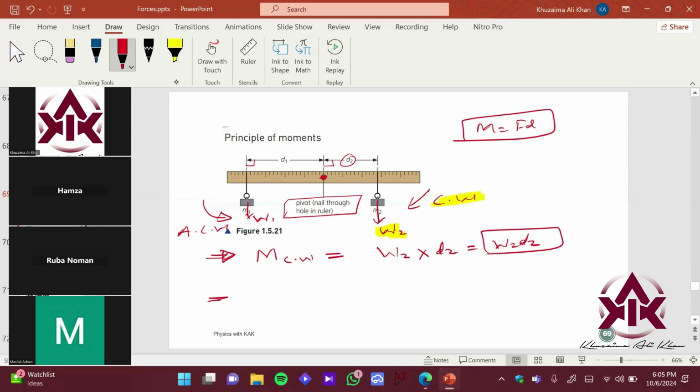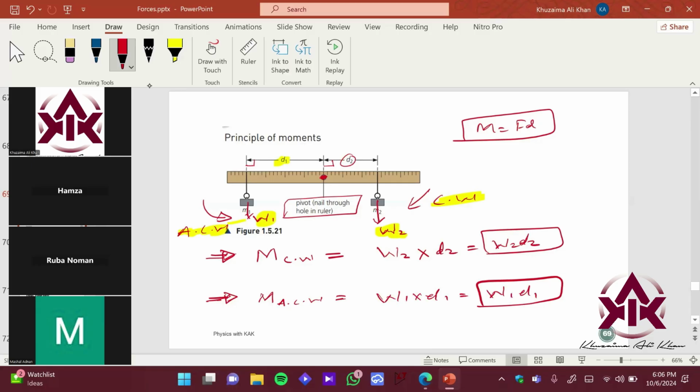Now what about the moment in the anti-clockwise direction? Which weight is causing the anti-clockwise moment? W1, into D1. So the moment causing anti-clockwise movement is W1 D1.